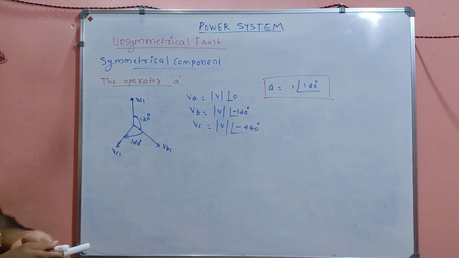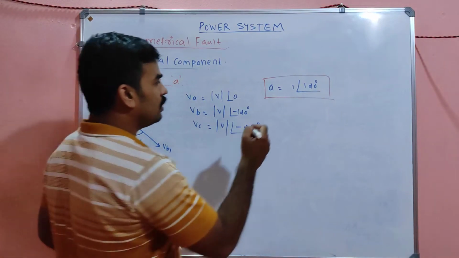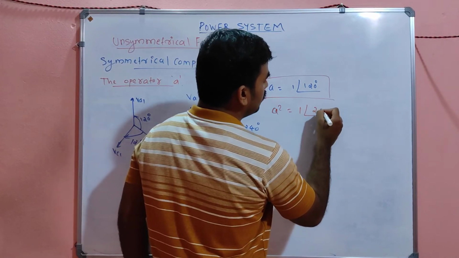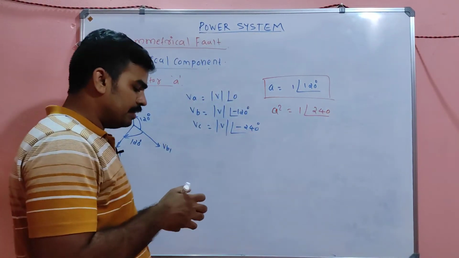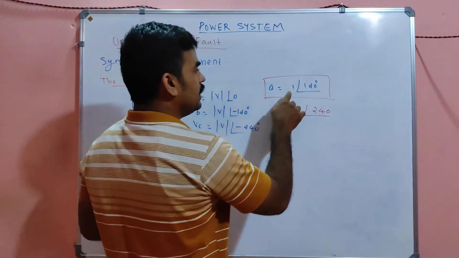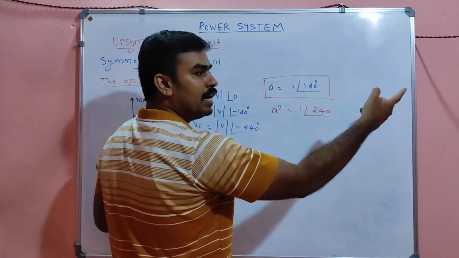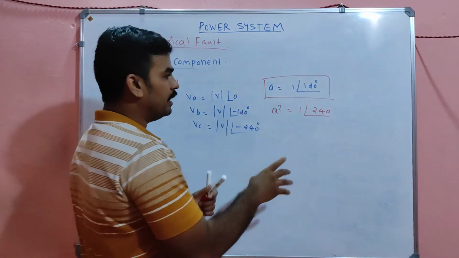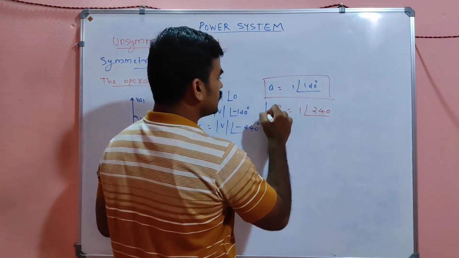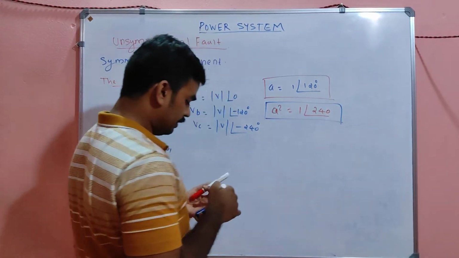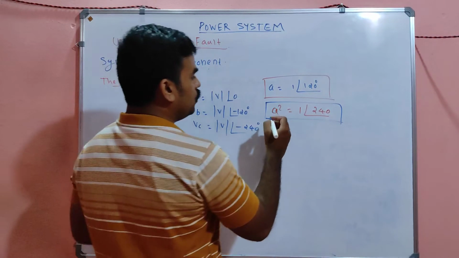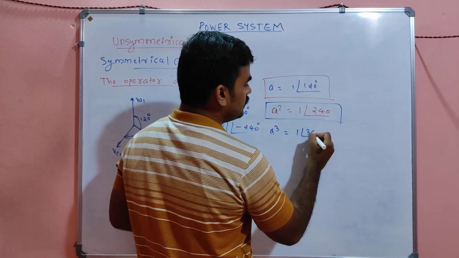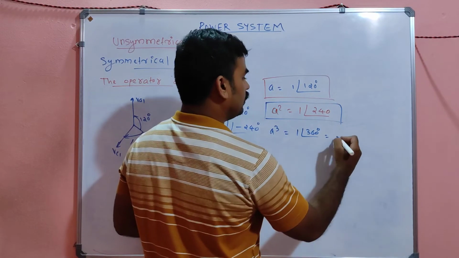Okay, A means one angle 120 degree. And what will be A square? A square is nothing but one angle 240 degree. A square is A into A. If you multiply one angle 120 into one angle 120, angles will be added and magnitudes simply multiplied. So one angle 240 is A square. And what is A cube? It is one angle 360 degree, or simply 1.